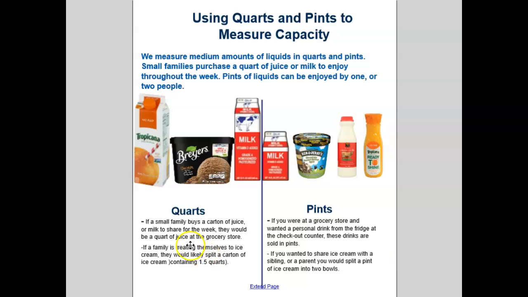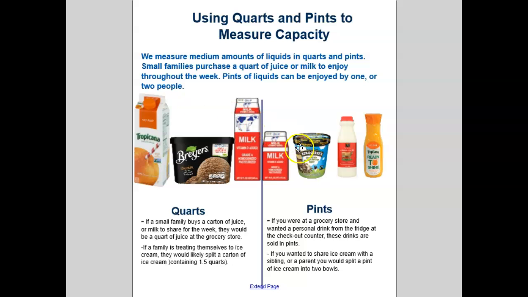So quarts are if a family buys a carton of juice or milk to share for the week, they would be purchasing a quart of juice at the grocery store. Also think of if a family is treating themselves to ice cream, they would split a carton of ice cream, which has about 1.5 quarts. So think of quarts as sharing them with the family over like a week.